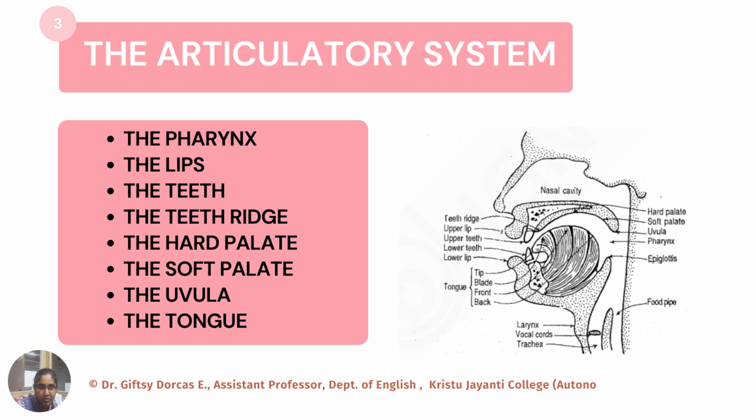First, we see the pharynx located somewhere over here. Then we see the lips. We have both the upper and the lower lip. Then we have the teeth, then you have the teeth ridge, then you have the hard palate above it, and then you have the soft palate, and then you have the uvula, and finally you have also the tongue. So this is diagrammatically represented in this diagram.